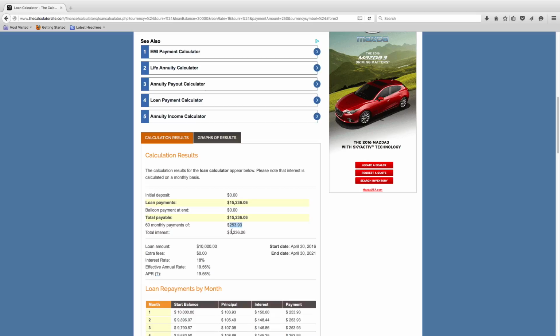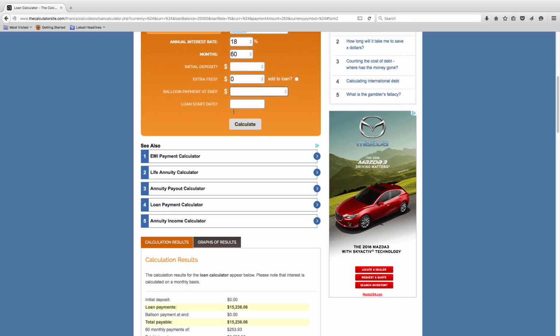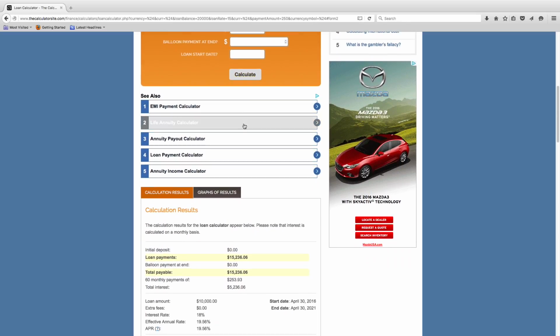Total interest, $5,236. I mean, that's insane. We started at about 500 there. So this loan, all right, everyone's getting a $10,000 car loan. But just because the interest rate's changing, this loan is really, for this person, a $15,236 car loan.